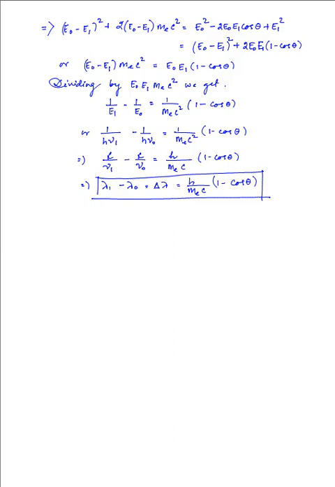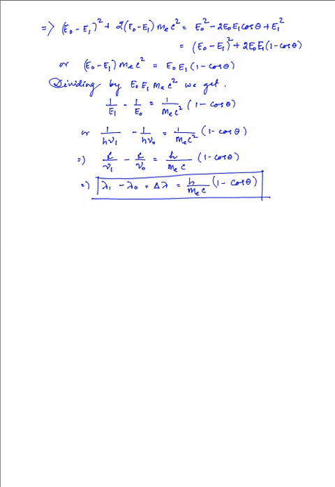The first terms on the left and the right cancel out. And we divide this further by the factor E0 E1 ME C squared. That yields the difference in the reciprocal of the energies on the left hand side, and the form that we see on the right hand side carrying 1 minus cos theta.